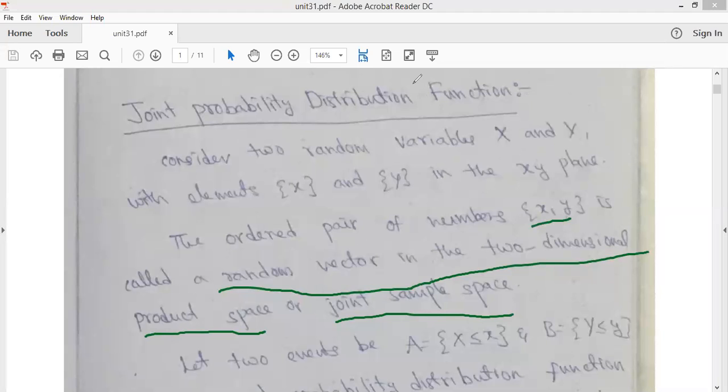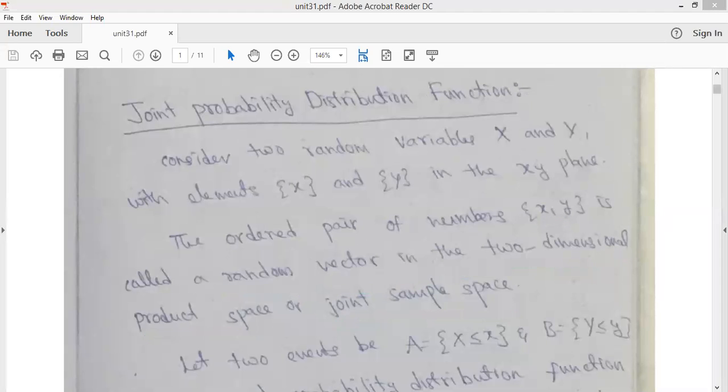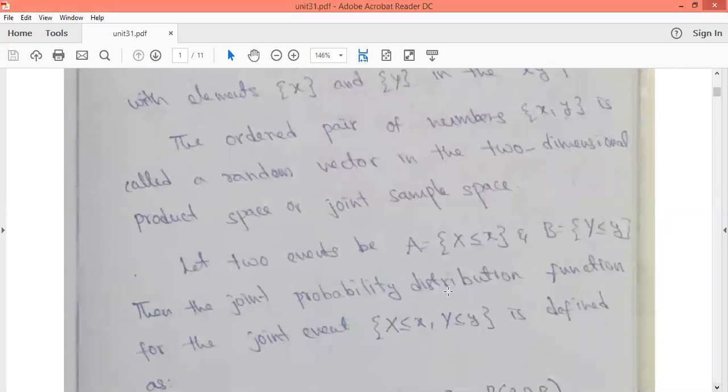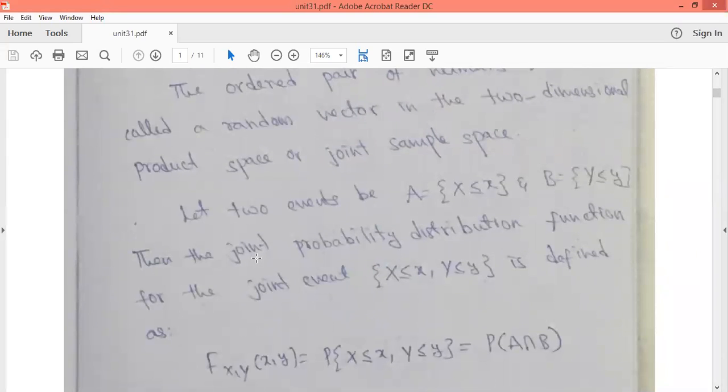So now what have we discussed? Here we are considering two events. A is defined like this: X less than or equal to x, and B is defined as Y less than or equal to y. So these are the two events. Now what are we doing? We are finding the joint probability distribution function for the joint events X less than or equal to x, Y less than or equal to y.